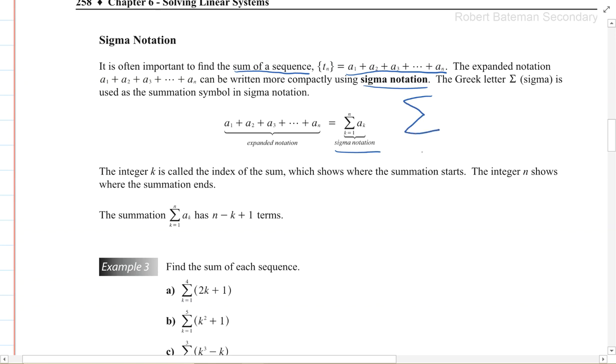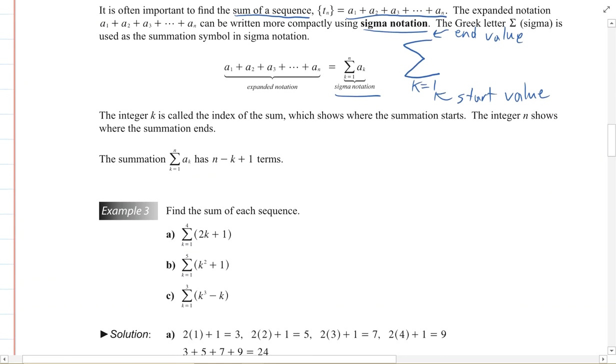So what we have at the bottom is k equals 1. So that is the start value of k, and at the very top we'll have the end value. So we'll go over one of these and then it's going to make sense, even though it looks really Greek. Haha, it is Greek. So we have this sum of a_k has n minus k plus 1 terms. Don't worry about all the jargon. Let's focus on doing this example.